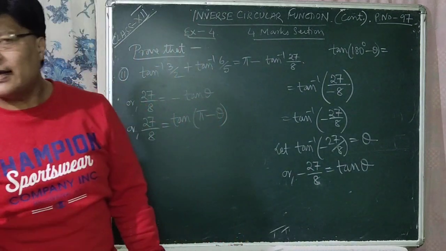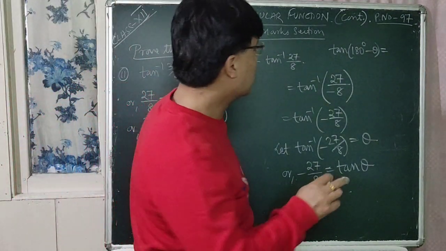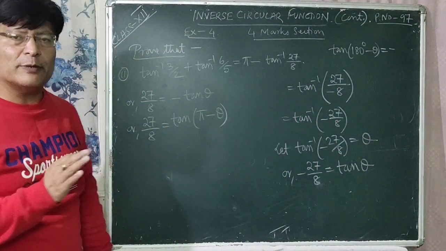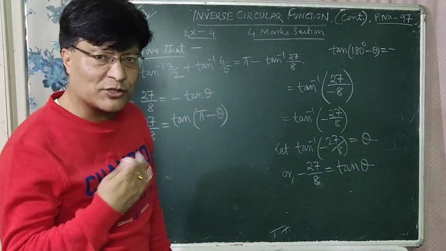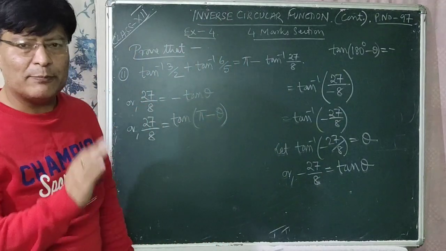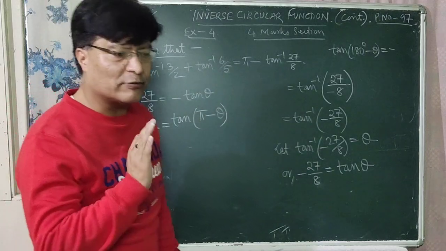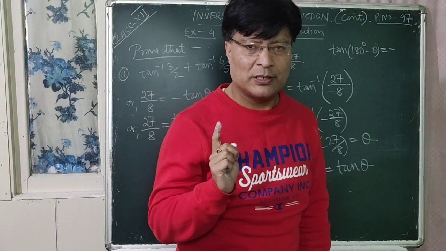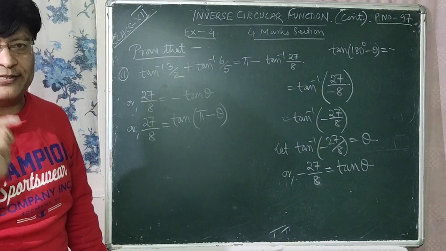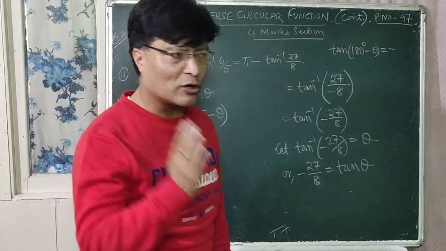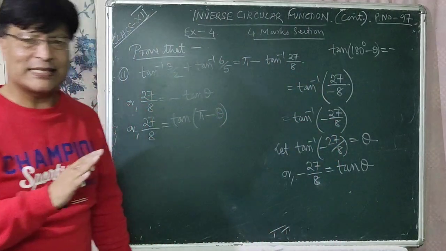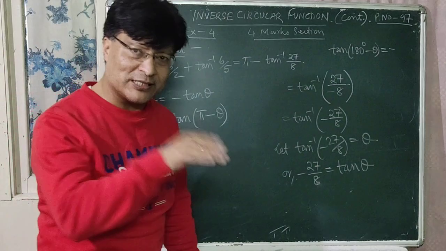Tan 180 degree minus theta. 180 degree minus theta lies in the second quadrant, and in the second quadrant tan is always negative, minus. And since 180 is even multiple of 90, so tan remains same. It does not change, right? Whenever it is even multiple of 90, trigonometrical ratios do not change. But if it is odd multiple of 90, trigonometrical ratios will change. Okay? Sine changes to cos, cos changes to sine, tan changes to cot, cot changes to tan, sec changes to cosec, or cosec changes to sec.